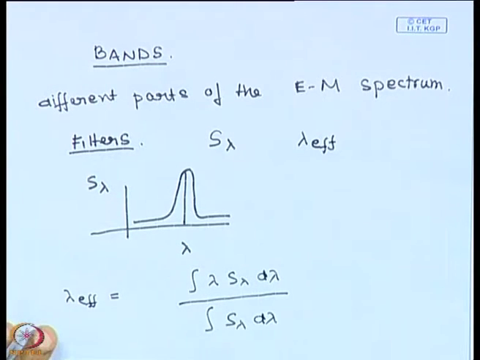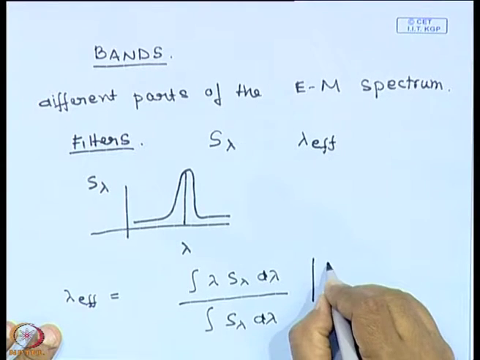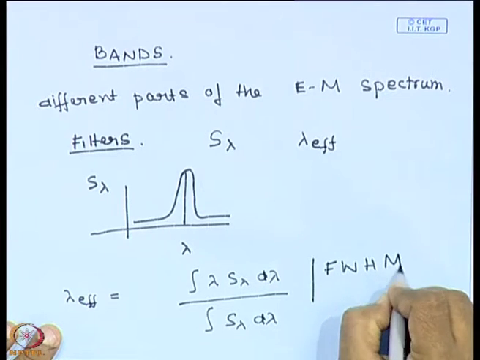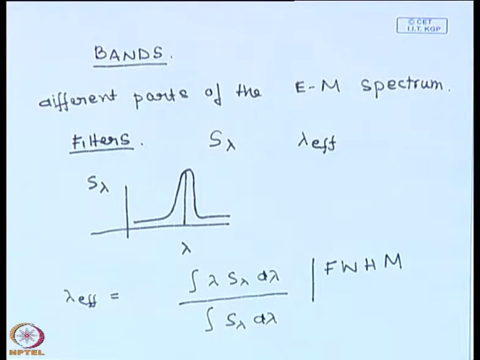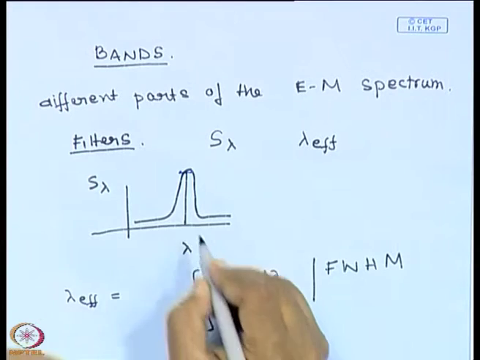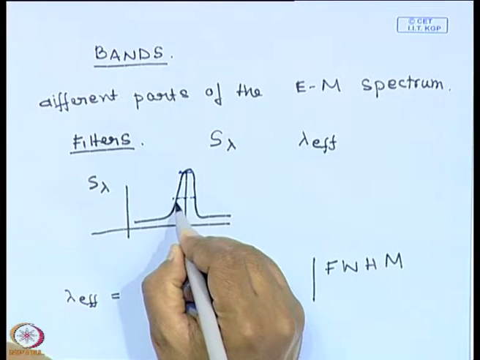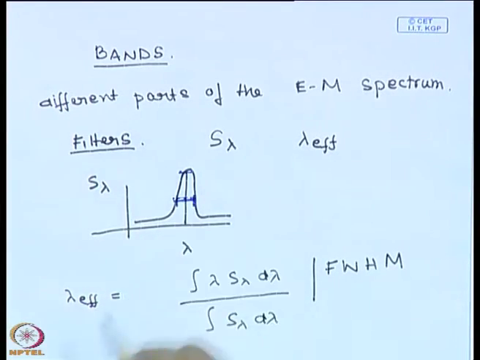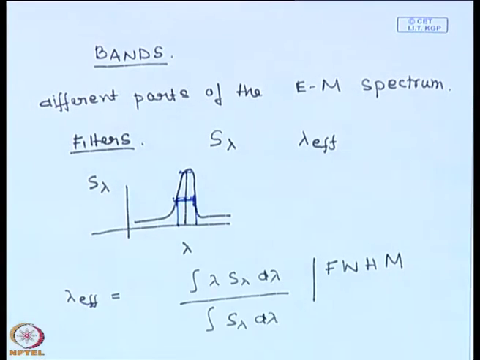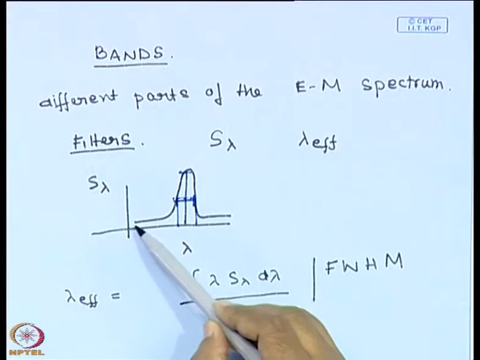So, you specify the effective wavelength and the full width at half maxima. What do we mean by this? You determine the position where the filter has maximum response, then find out where it has half that value. The width of this function at that point is the full width at half maxima. These two numbers are typically provided to characterize the filter. If you really want to characterize it fully, then you have to give the whole function S lambda.